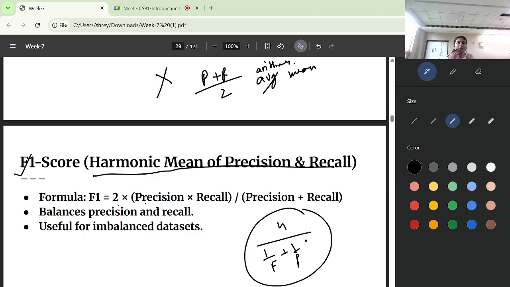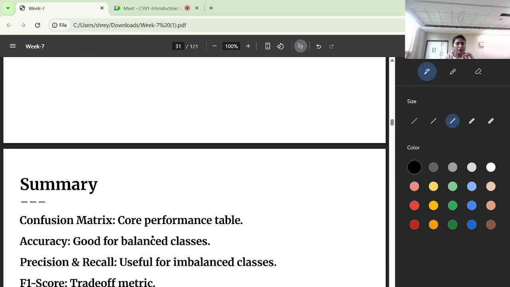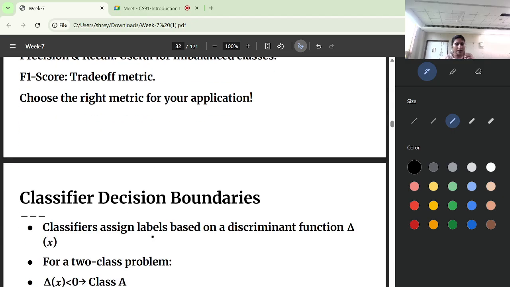It is generally used for imbalanced data sets, or for any classification method you are using, we generally report the F1 score. We do not report accuracy or these types of things. Sometimes F1 score and accuracy are similar, which means that your system is good. Okay, so this is what we have already discussed.